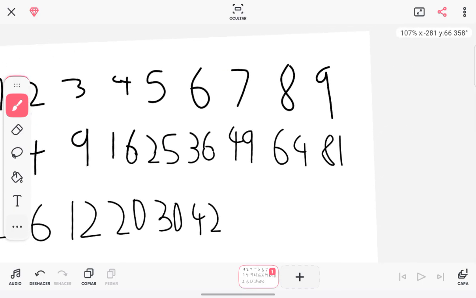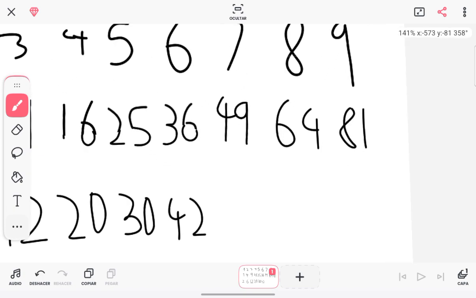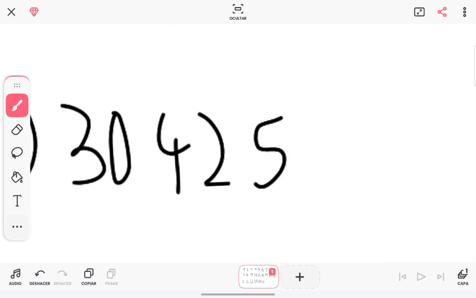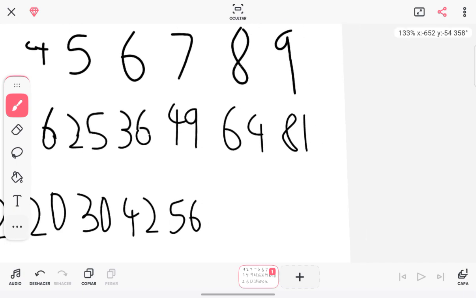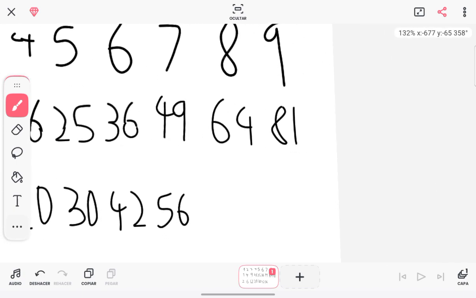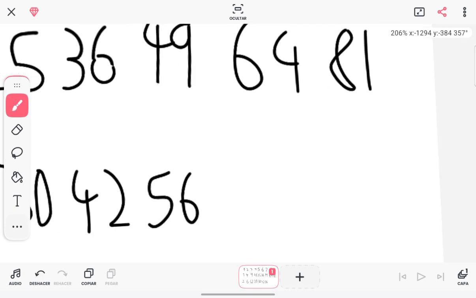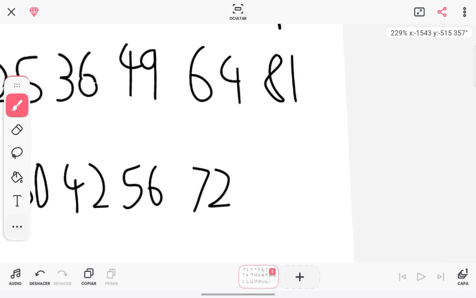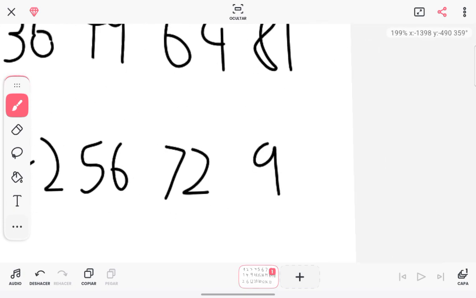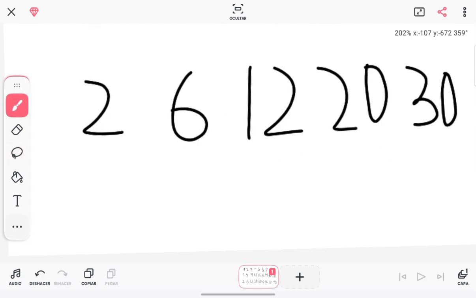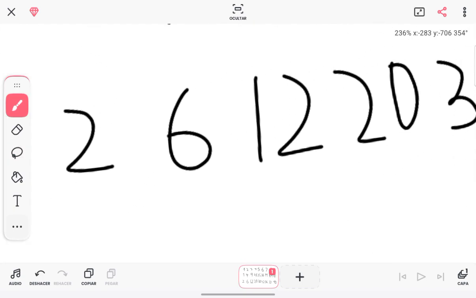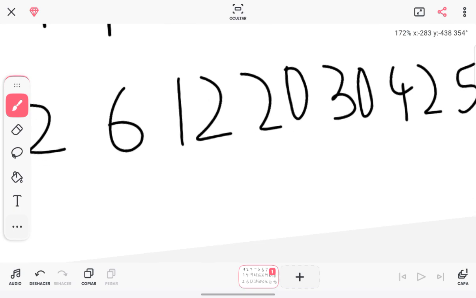This will be 56. This will be 72, and this will just be 90, of course. And now you might think or say, it's obvious all these are even numbers. No. Now we're going to see what numbers we need to add to get all of these.